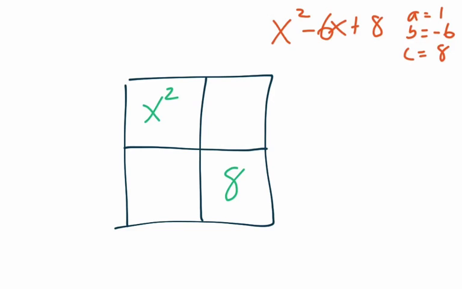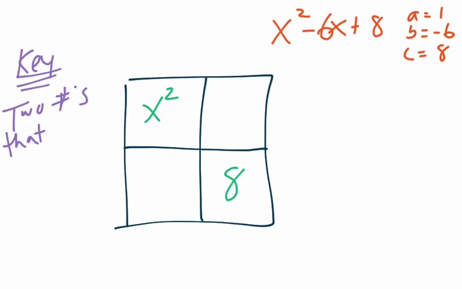Now, here's the key question that you need to ask yourself. Okay, this is like super, super, super key. We want two numbers that multiply to A times C. Now in this case, A is 1, so it's really just C, okay, because 1 times 8 would just be 8.